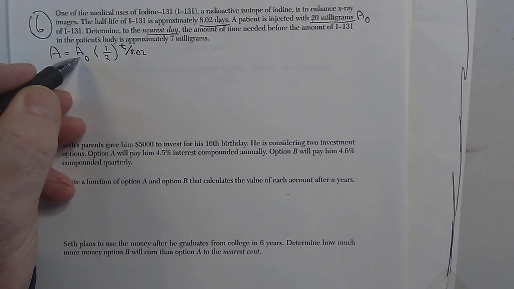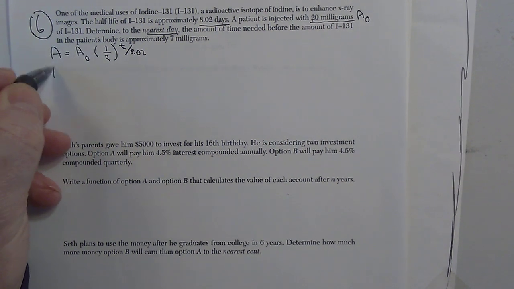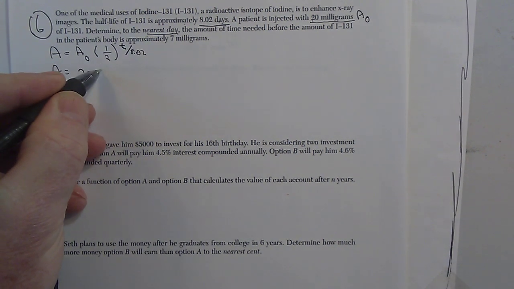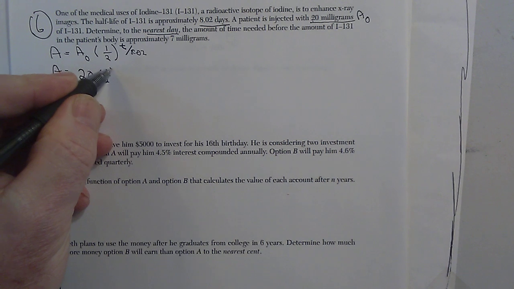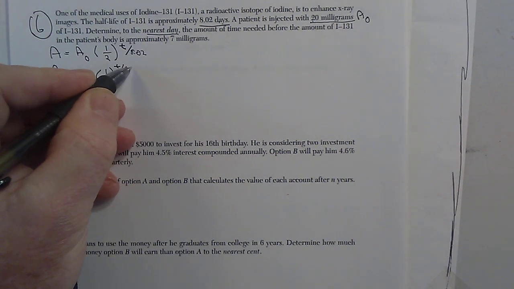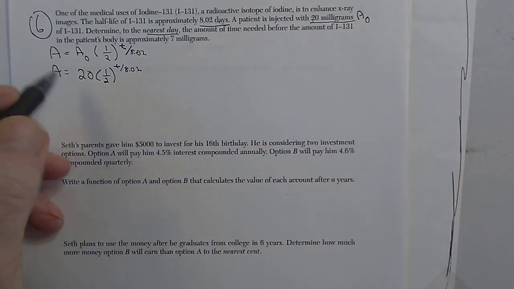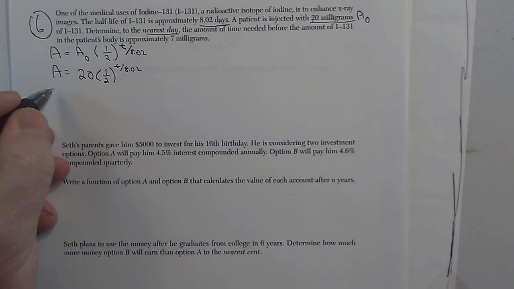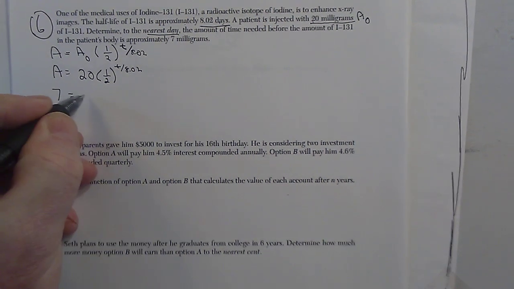So I know the original amount for this one is 20, so the amount I have at any given time is 20 times 1/2 raised to the T divided by 8.02. That's always what your half-life formula is going to look like. Right, so I want to know when that's going to come down to be 7.